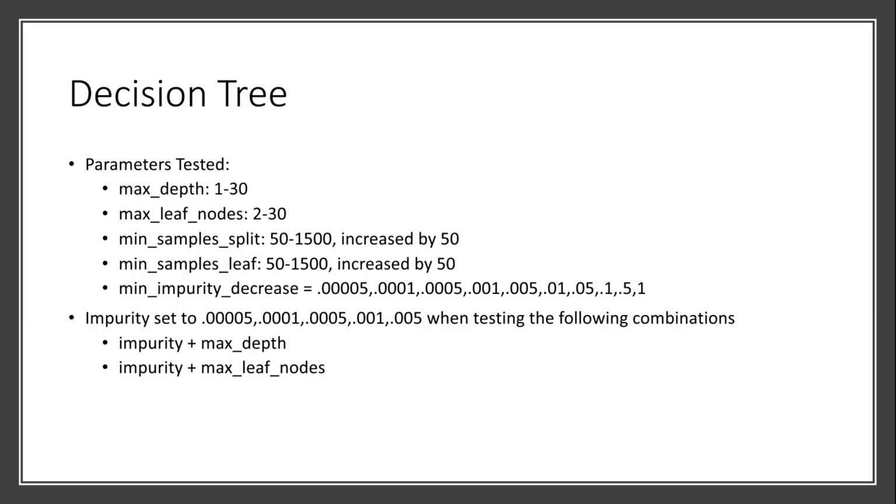After we saw the results of min impurity decrease, we decided to tweak the parameter and apply a combination of min impurity decrease with both max depth and max leaf nodes, respectively. The parameter values stayed the same for max depth and max leaf nodes.